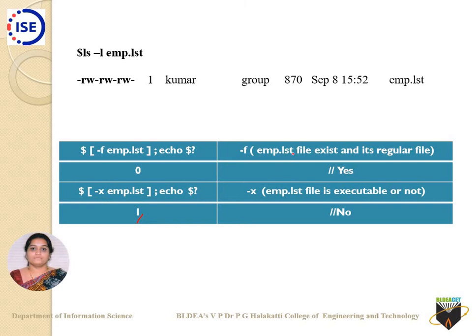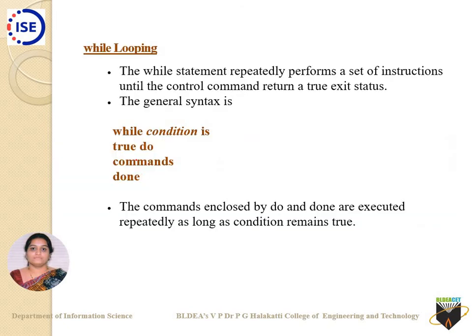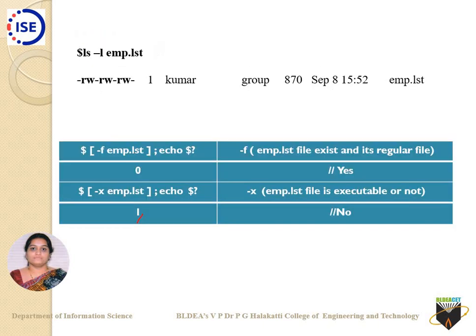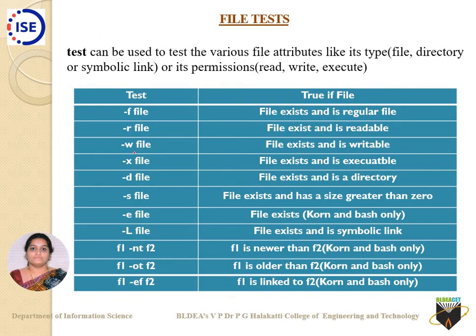Similarly, if I am checking with -f and emp.lst, -f tells you the file exists and it's a regular file. -x says whether it's executable or not. 1 says no, 0 says yes. So that is how it works with your file tests. Of course, an example is not taken here, so I have just given a connectivity example.